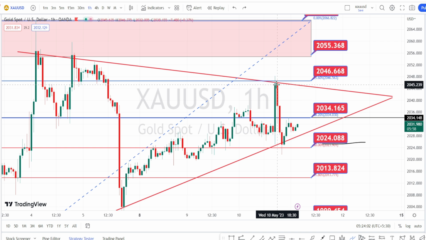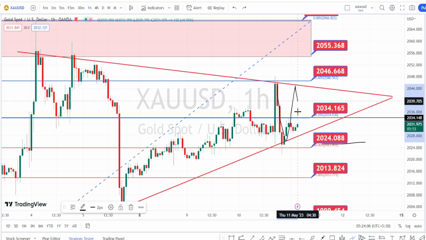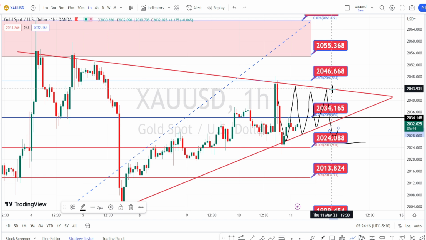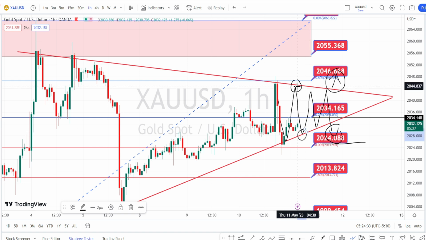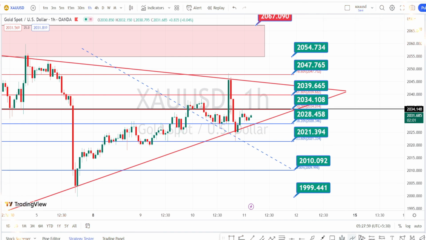So in hourly time frame we cannot notice any patterns being formed. Wait for the price action to give a breakout from this consolidation in order to enter into a directional trade. And in the lower time frame you can be scalping within this support line and the resistance line until the directional momentum starts. And when we look at the current support and resistance levels for hourly time frame, currently the price action is trading between the resistance level of 2034 and support level of 2028.